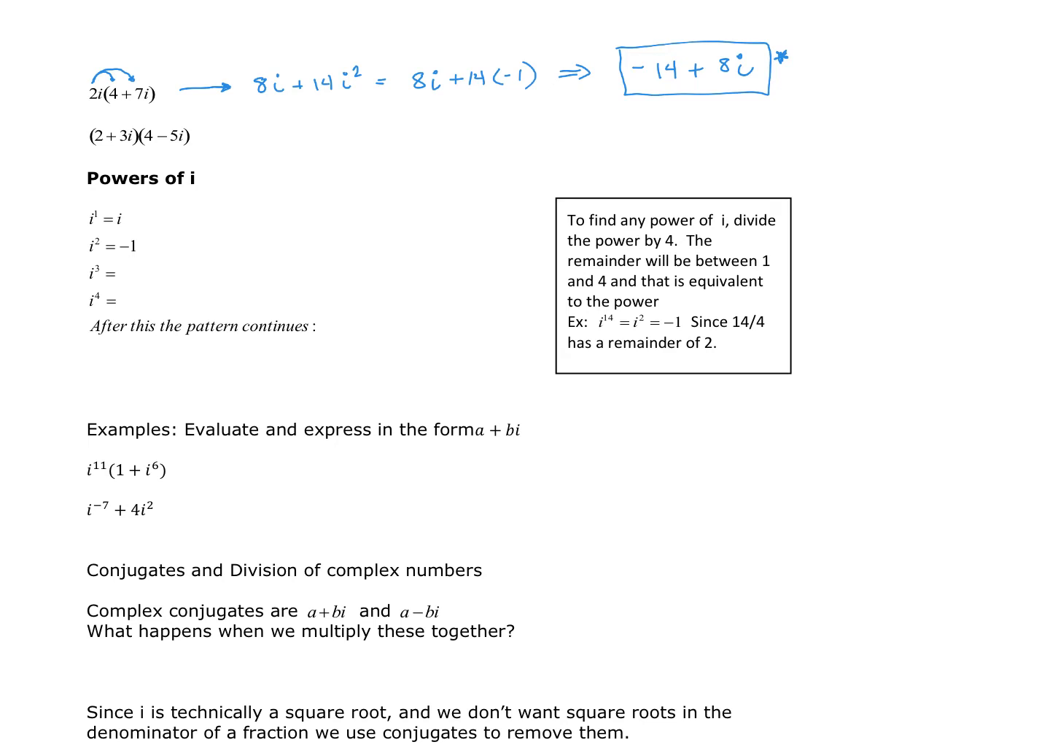All right, for this next one, we're going to FOIL. So we're going to have 2 times 4 is 8 minus 10i plus 12i minus 15i squared. So 8 minus 10i plus 12i is plus 2i. And minus 15 times minus 1 is plus 15. And in this case, we're going to get 23 plus 2i.